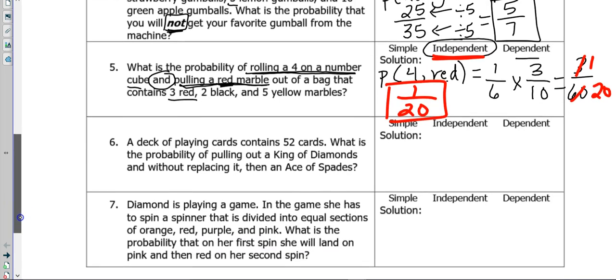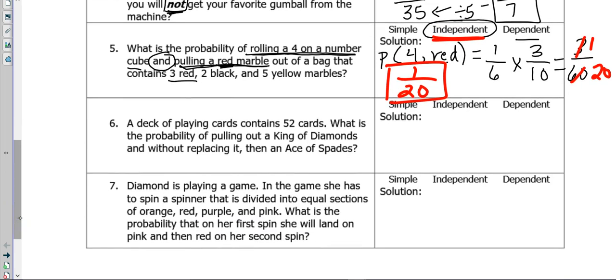Number 6, a deck of playing cards contains 52 cards. What is the probability of pulling out a king of diamonds and, without replacing it, then an ace of spades? Okay, so for this you've got to think about a deck of cards. We have 2 different events, so we know it's not going to be simple. We're not replacing it, so once we take out that king of diamonds, it changes the deck of cards that we have. The probability of getting the ace of spades is changed by whatever you pull out first. So this is actually going to be a dependent event.